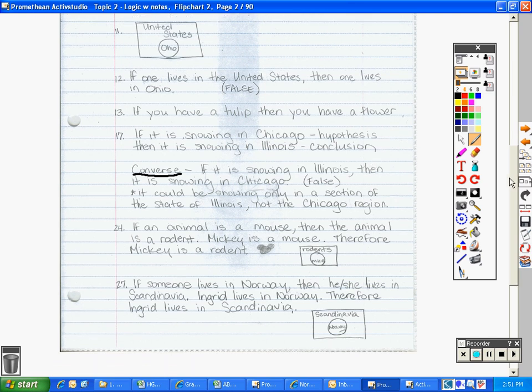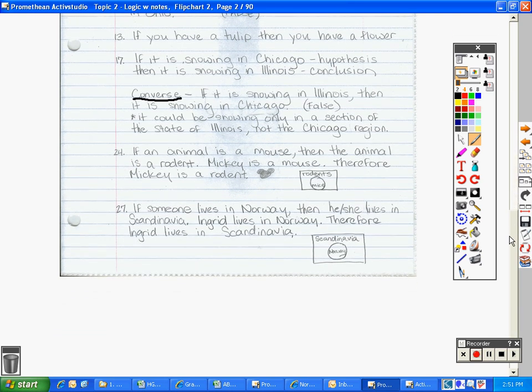Okay, and 24 and 25. If an animal is a mouse, then the animal is a rodent. Mickey is a mouse. Therefore, we can assume that Mickey is a rodent based on this Euler diagram. 27, if someone lives in Norway, then he or she lives in Scandinavia. Ingrid lives in Norway, therefore we can assume that she lives in Scandinavia. If you have any questions more on the homework, please feel free to hold on to those until Monday.